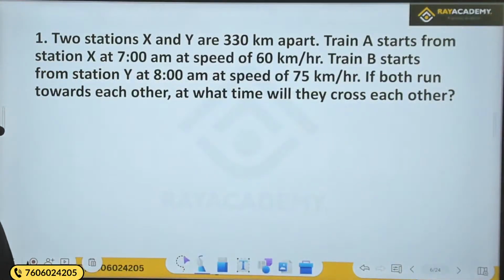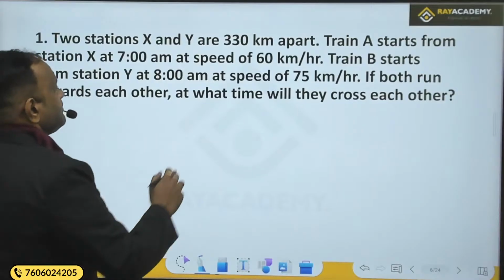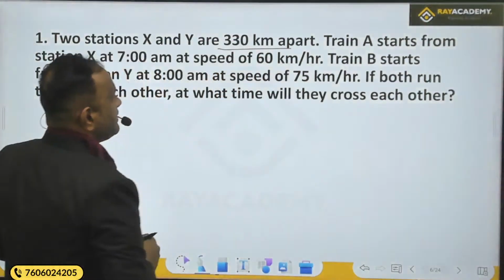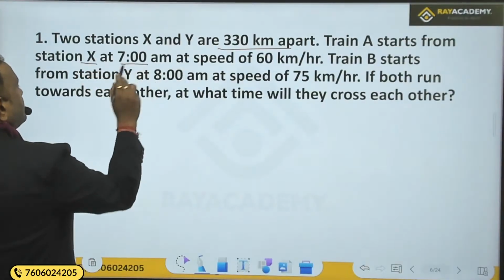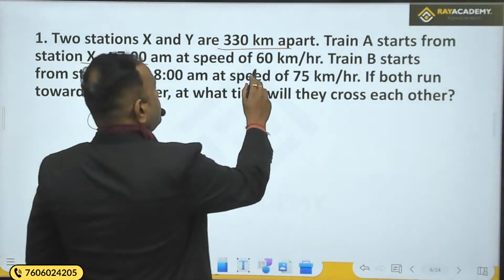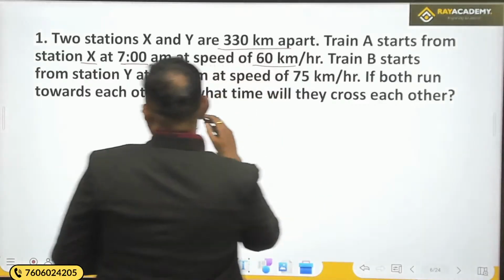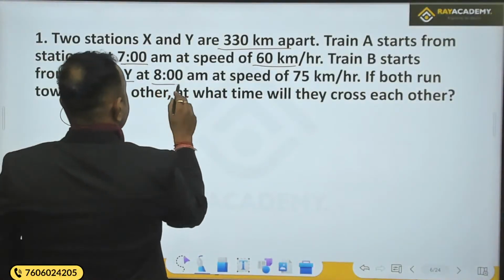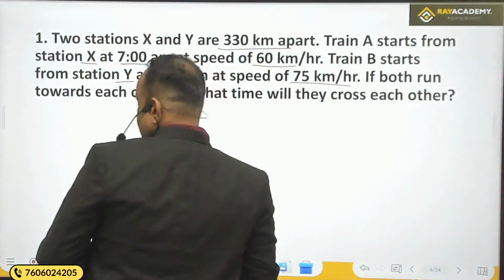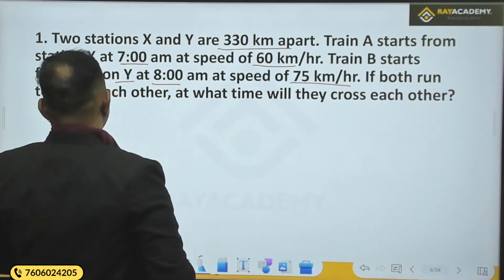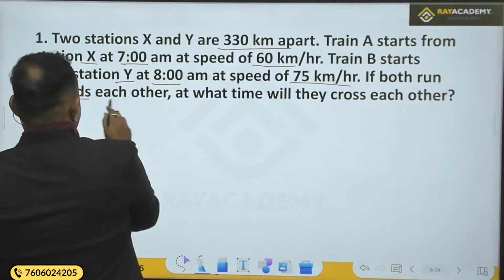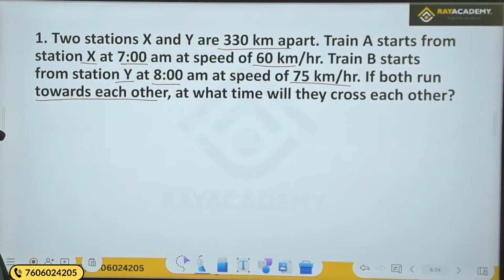Two stations X and Y are 330 kilometers apart. Train A starts from station X at 7 a.m. at the speed of 60 km per hour. Train B starts from station Y at 8 a.m. at a speed of 75 km per hour. If both run towards each other, at what time will they cross each other?